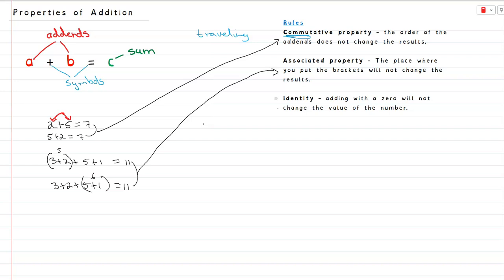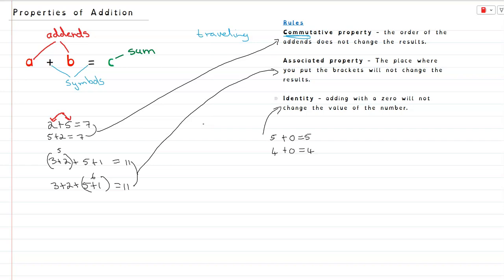Then we have the identity property. The identity property says adding a 0 will not change the value of the number. When we're talking about identity, it means who you are. So a 5 will always be a 5 and a 4 will always be a 4, which means if you add a 0, the 5 will stay a 5. And if you add a 0, the 4 will stay a 4. And that's where the identity rule comes in.